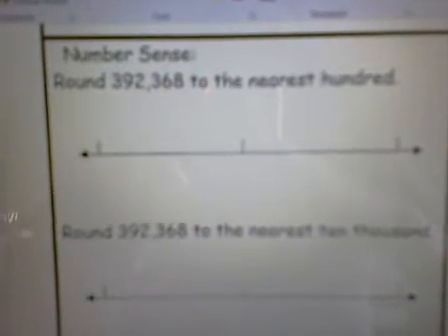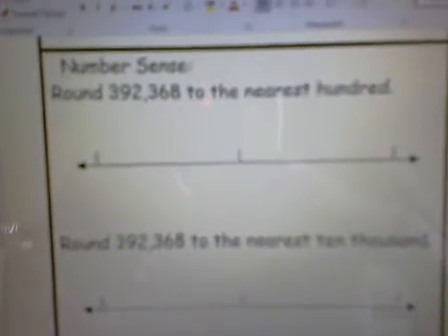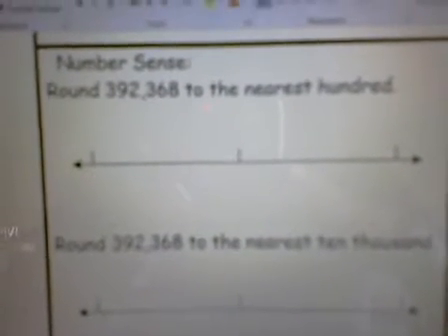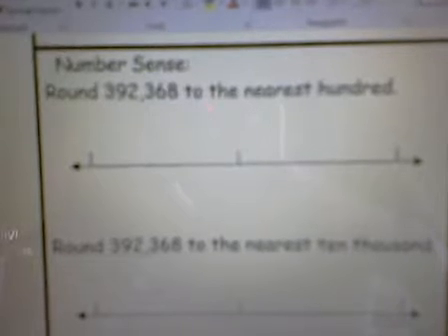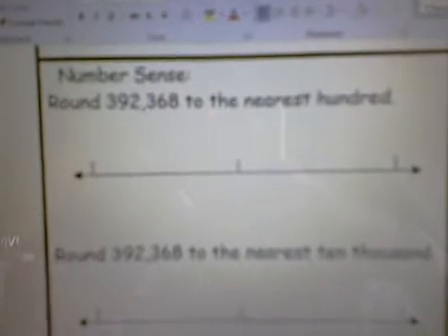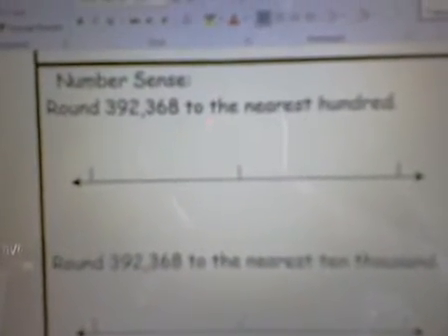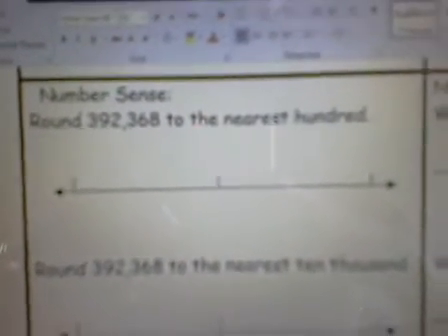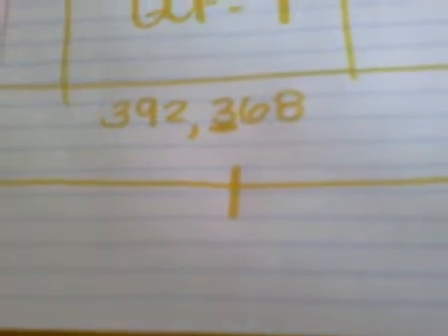Okay, next square is asking me to round 392,368 to the nearest hundredths place. It has a number line here in case you learned how to round on a number line, which Miss Ryan definitely taught. So, here's a little refresher in case you need it. Here's my number. I underline the place value I'm rounding to.